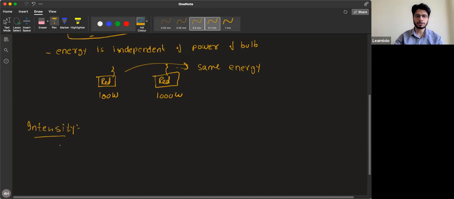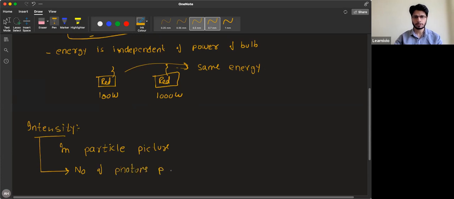In the particle picture, when you are considering light as a stream of fast moving particles, intensity simply means the number of photons per unit area per unit time.